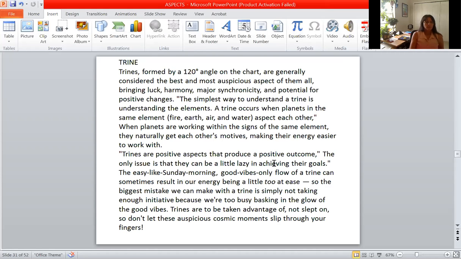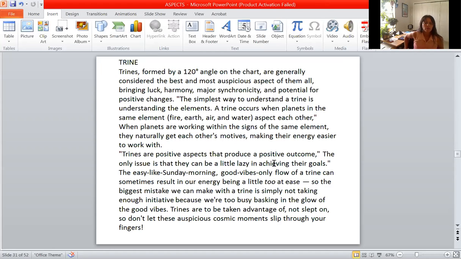A trine is 120 degrees. They're generally the best and most auspicious of them all, bringing luck, harmony, major synchronicity, and a potential for positive change. The simplest way to understand a trine is understanding the elements. A trine occurs when planets in the same element are in aspect to each other.